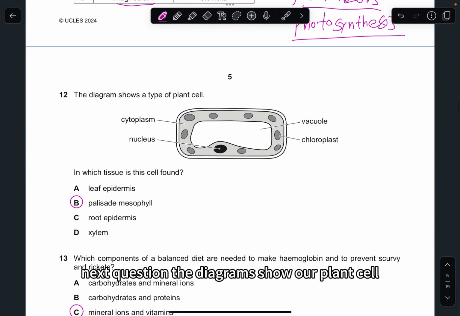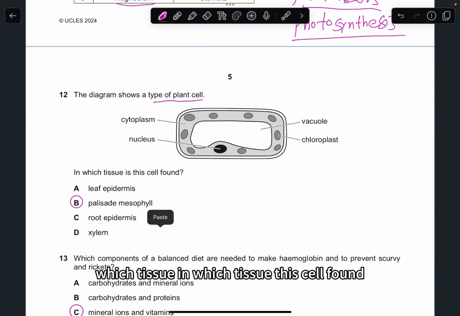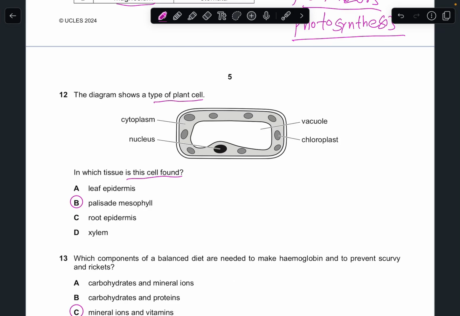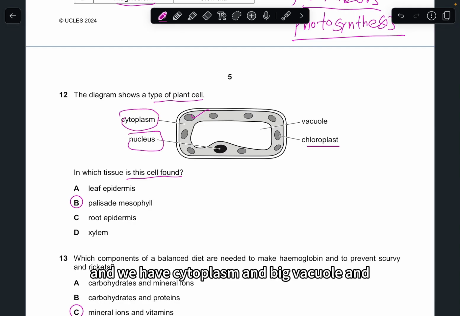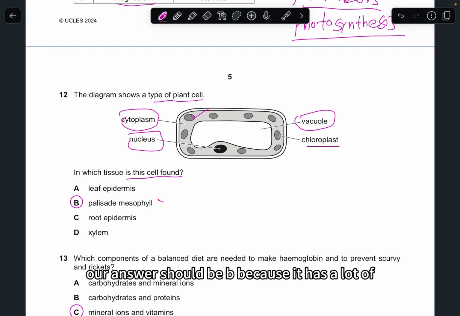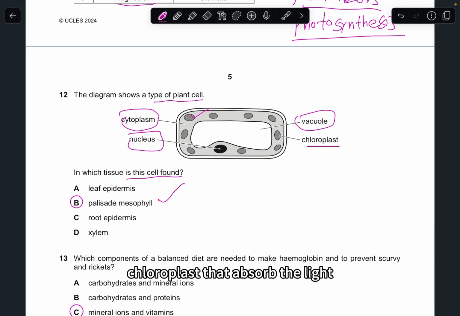Next question, the diagram shows a plant cell. In which tissue is this cell found? So if you see this picture very clearly, it has a lot of chloroplast, and these are the chloroplast here, and this black one is the nucleus, and we have cytoplasm and a big vacuole, and our answer should be B, because it has a lot of chloroplast that absorb the light.